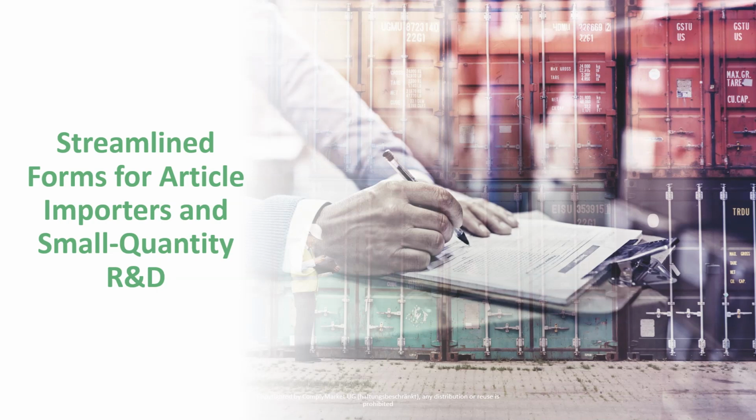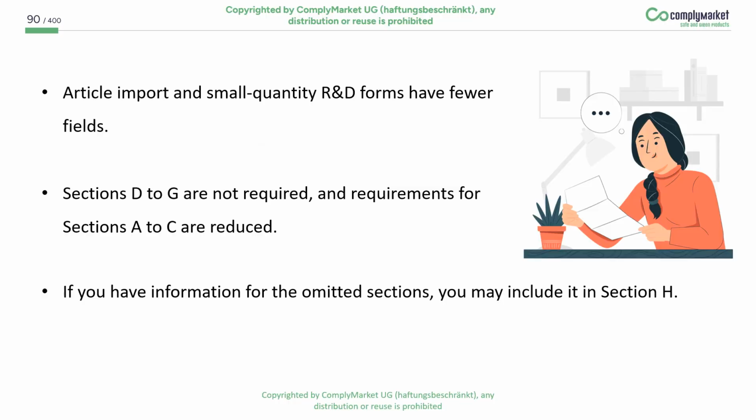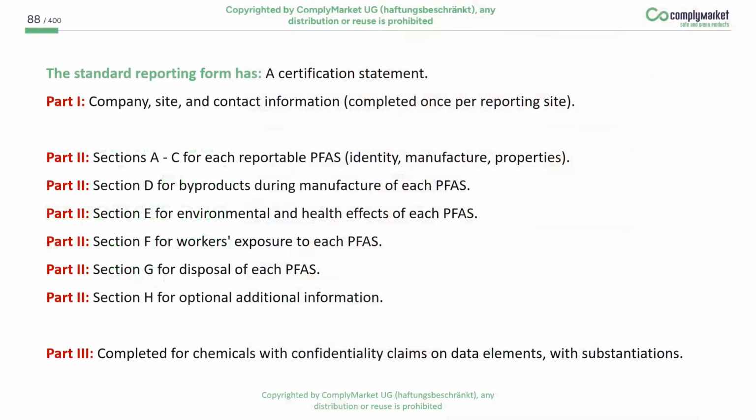Now we speak about the streamlined forms for imported articles and small quantities for R&D. You have sections A to C reduced and D to G not required. I go back again: A to C, the first part here, is reduced, and D to G is not required. So for articles, it's reduced, and you don't need that. If you are chemicals or mixtures, you have to do it, okay?